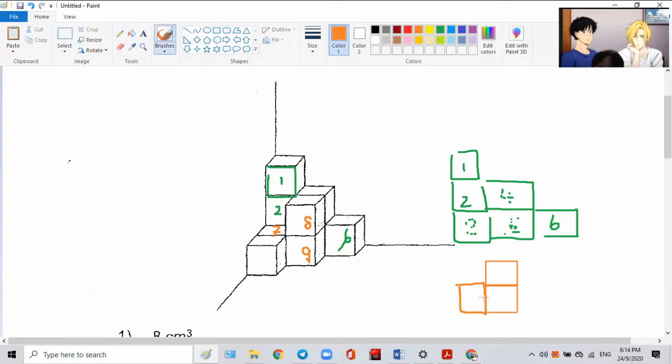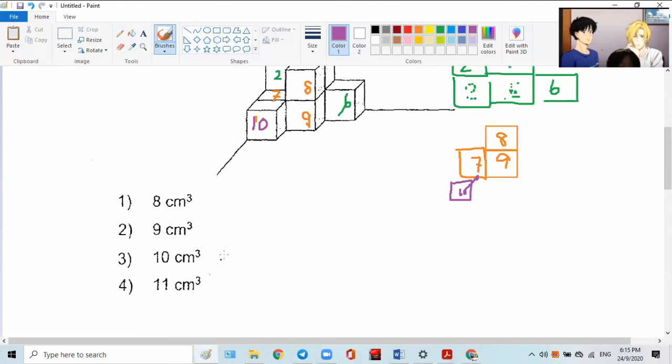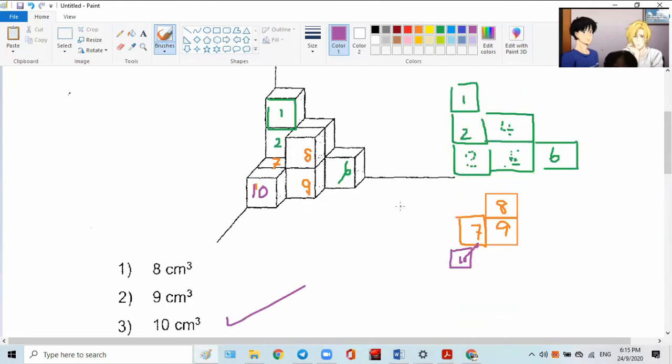So here is the 7th, 8, and 9. And then you have the final box in front, which is 10. Can you see, people? So you have 10 boxes in all. One more in front, just in front of the 7. So there are 10. So the answer is 10 cm cube.